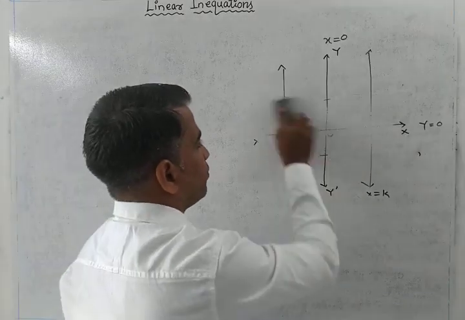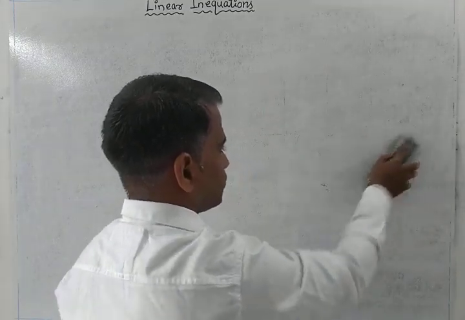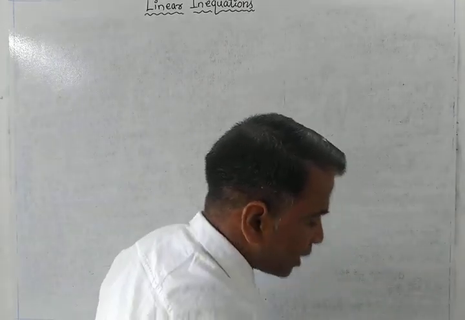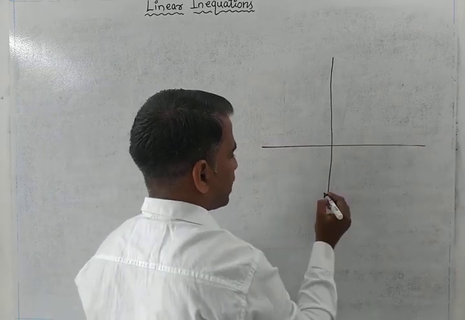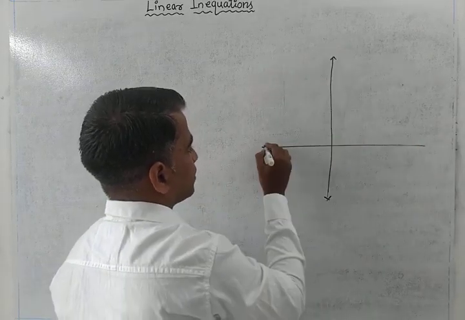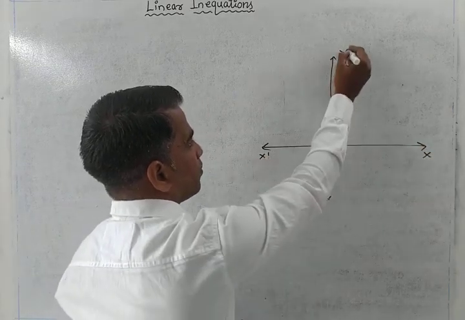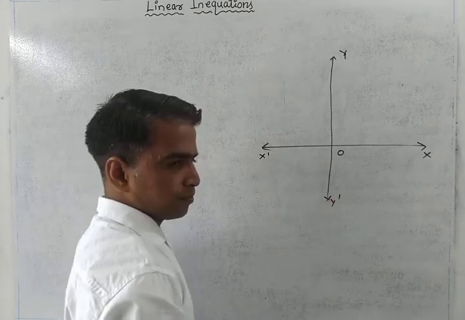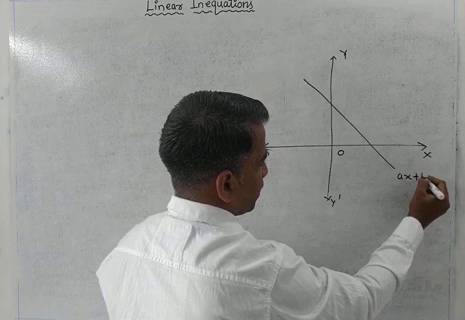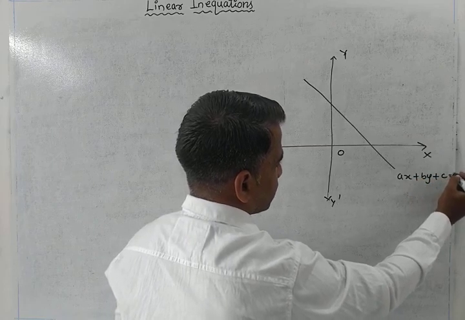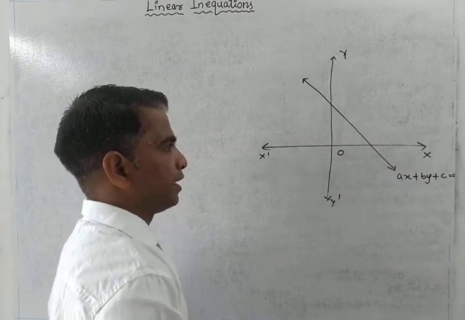But now we have to understand the equation of a line when a and b are not equal to 0. Suppose, see, this is a coordinate axis x dash o y dash. Okay, suppose this is a line ax plus by plus c equal to 0. This is the equation of a line.